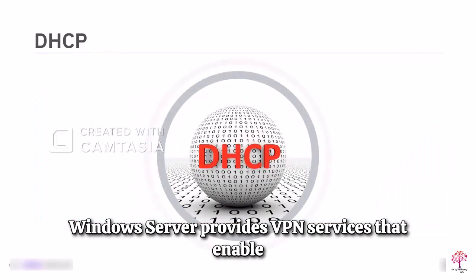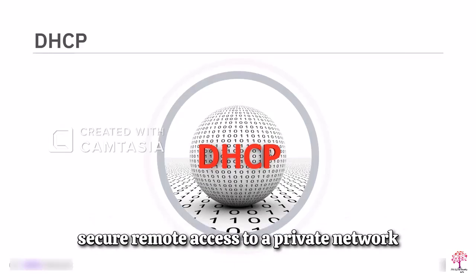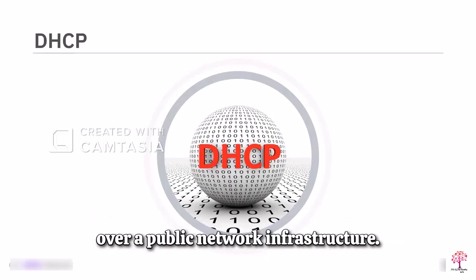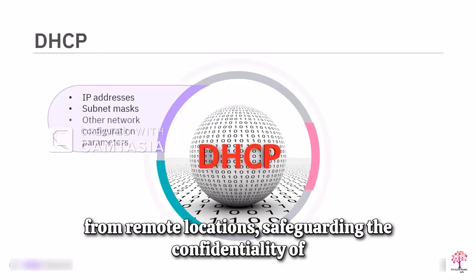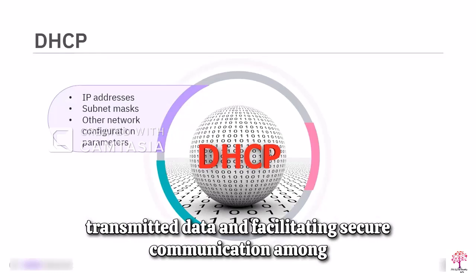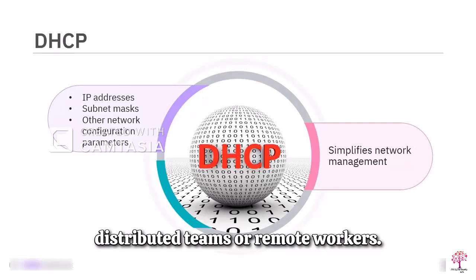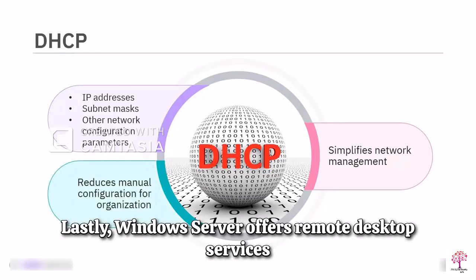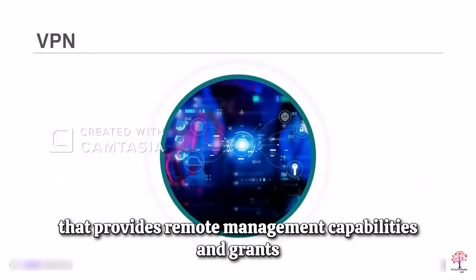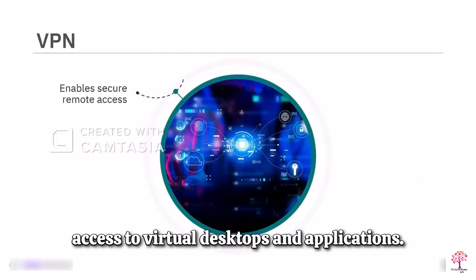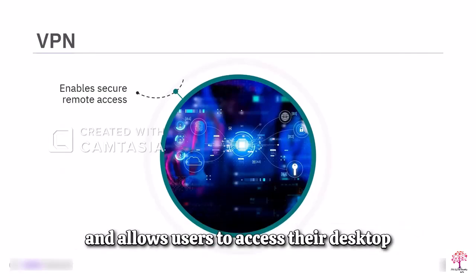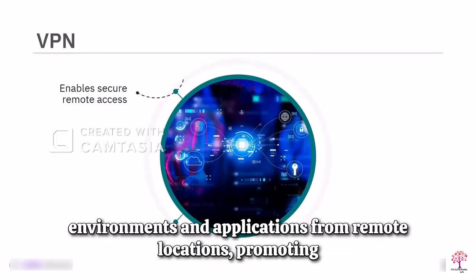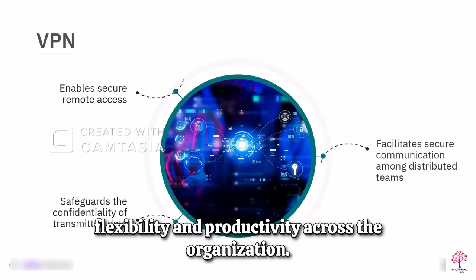Windows Server provides VPN services that enable secure remote access to a private network over a public network infrastructure. The capability allows users to connect securely from remote locations, safeguarding the confidentiality of transmitted data and facilitating secure communication among distributed teams or remote workers. Lastly, Windows Server offers remote desktop services that provide remote management capabilities and grant access to virtual desktops and applications. It empowers administrators to manage servers remotely and allows users to access their desktop environments and applications from remote locations, promoting flexibility and productivity across the organization.